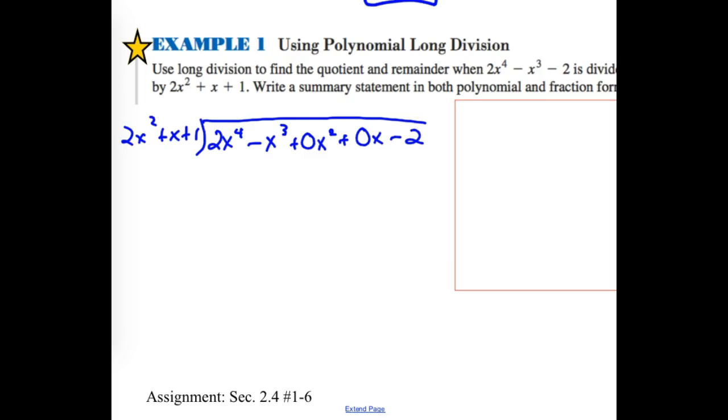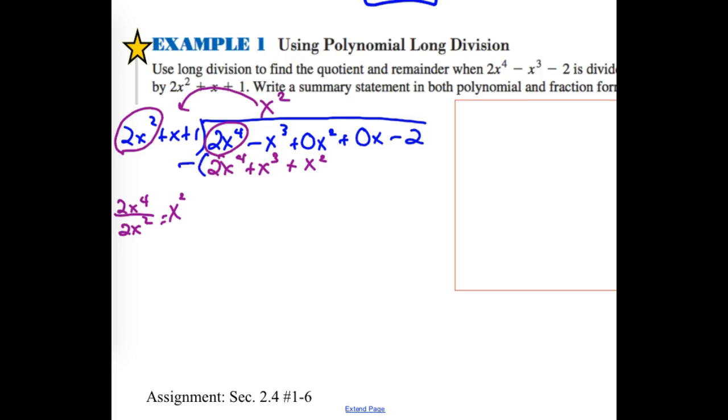All right, once again, we focus on the first term in each polynomial. So we're taking 2x to the fourth, we're dividing out 2x squared. 2x to the fourth divided by 2x squared just leaves us an x squared. That's what goes up on top. Then we multiply x squared to the whole divisor. So x squared times 2x squared would be 2x to the fourth. x squared times x is x cubed. x squared times 1 is x squared. And then we have to subtract.